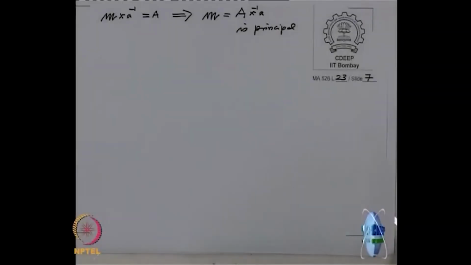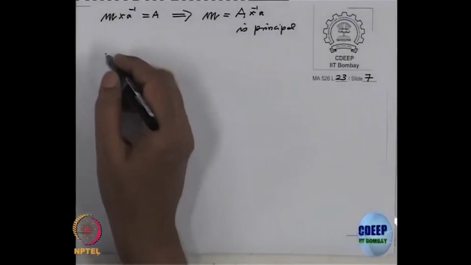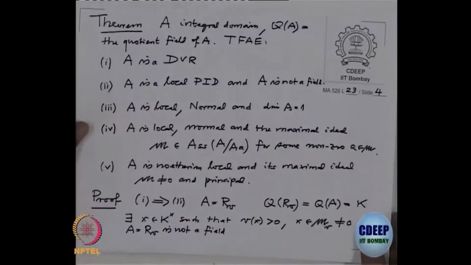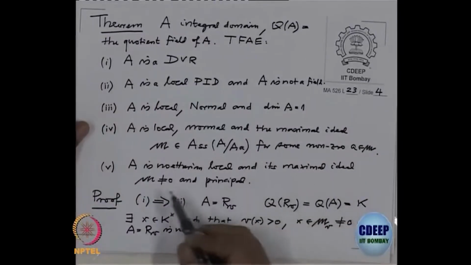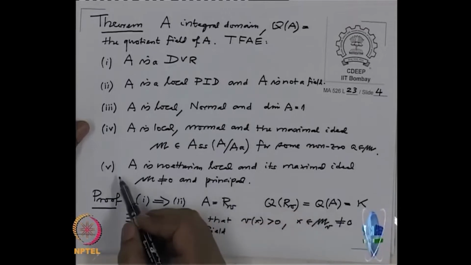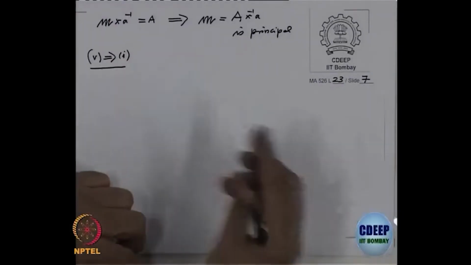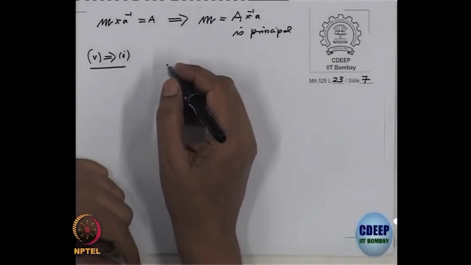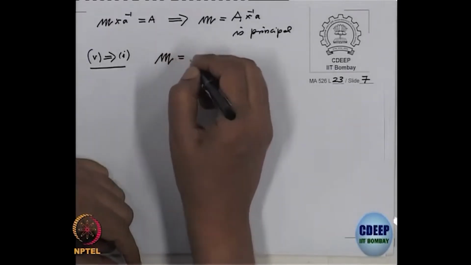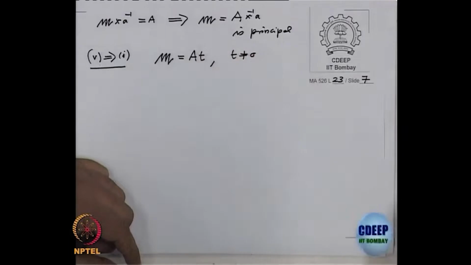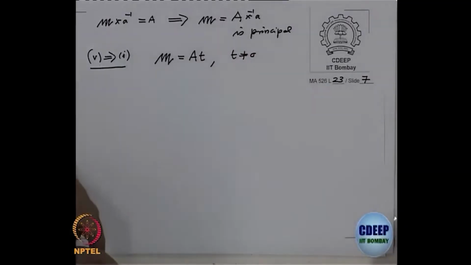So, we have proved 4 implies 5, now 5 implies 1, this is the longest implication, because you remember what 5 is: A is a Noetherian local ring and the maximal ideal is non-zero and principal, and from this we want to cook up a discrete valuation. So, we need to define a discrete valuation. We are given that the maximal ideal is non-zero and principal, so M is generated by t, let us say, and t is non-zero. From here we want to define a discrete valuation.